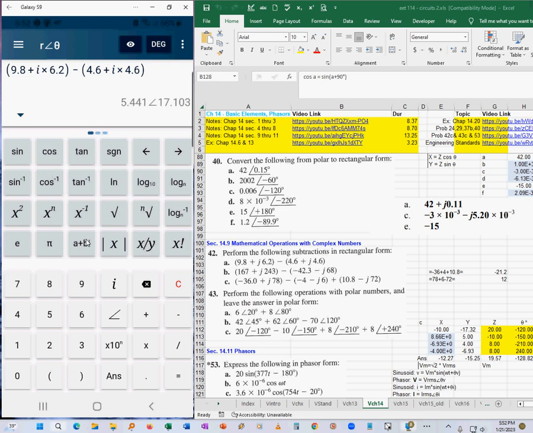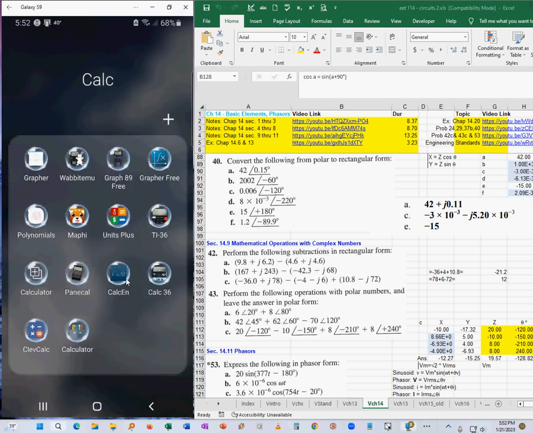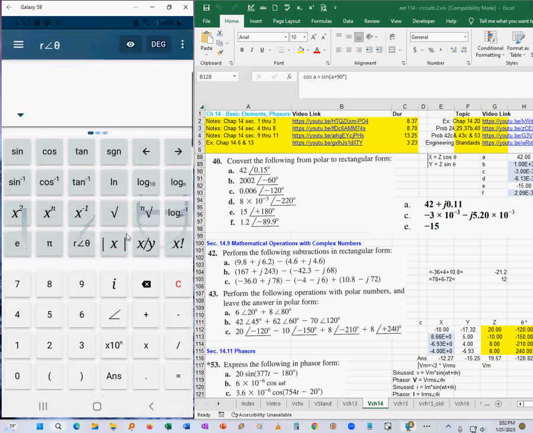Let's do 43B. And we'll start it in here, so let me clear this out. Not really sure how to clear this calculator, so I'm just going to restart the app. 43B is 42. What? Oh, sorry. You've got to put parentheses around everything to make sure that it knows it's a complex number.